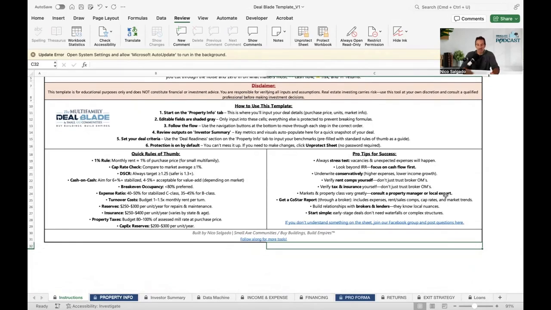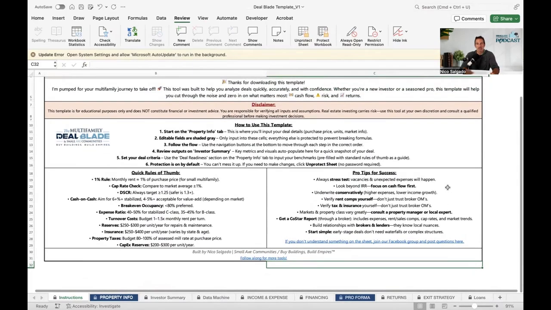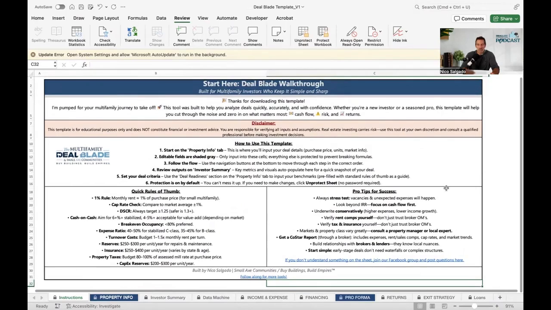Markets and property classes can vary greatly. So this is just reminding you of some pro tips to consult a local property manager or somebody that's professional.